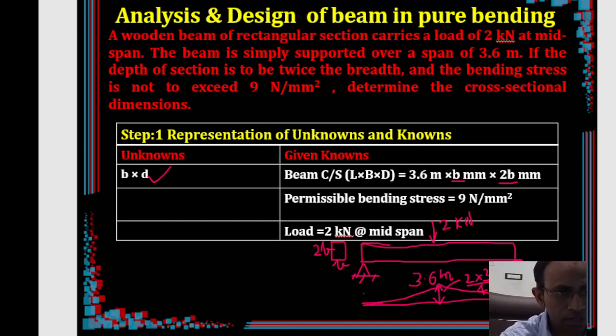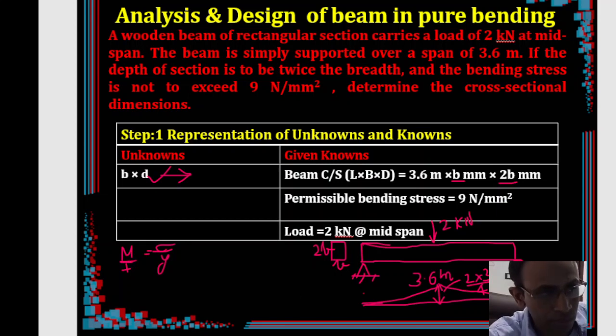Before doing this, we have to set our plan, right? What we are supposed to find is b and d. So how to get b and d straight away? Is there any term in the bending equation representing b and d? We are told that all our calculations will be using this equation only, M by I equal to sigma by y, or f by y. So sigma is provided to you, y is not known as of now, and the bending moment we have found as 1.8, and I depends upon b and d.